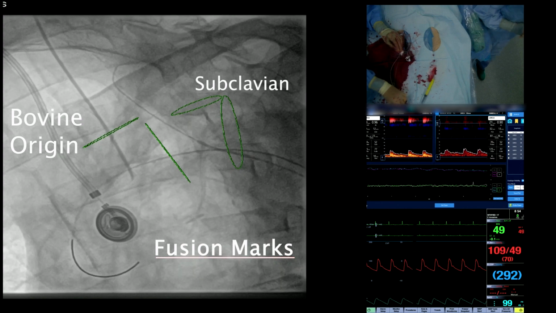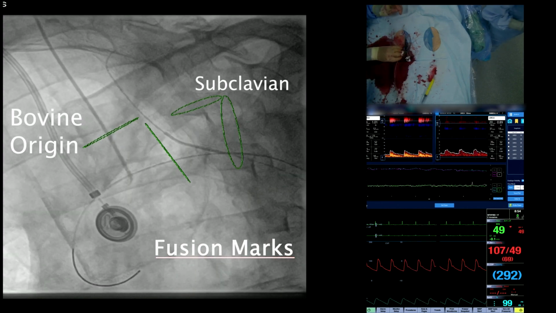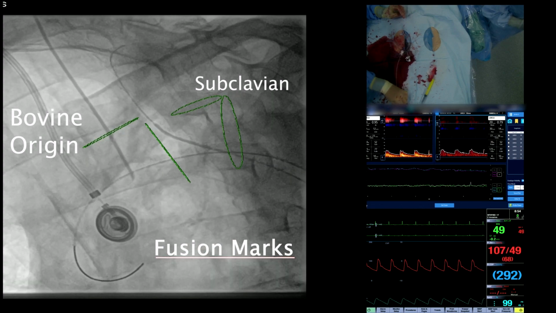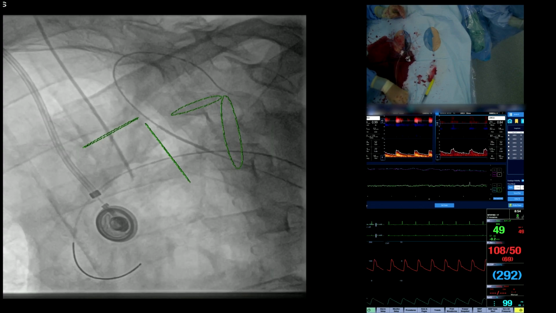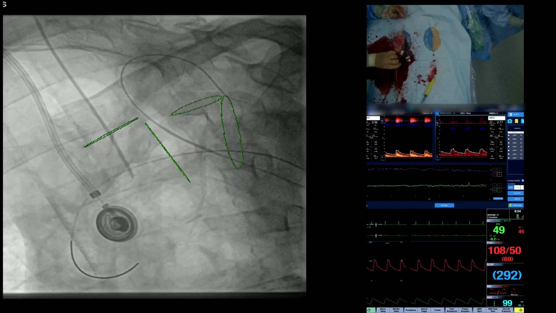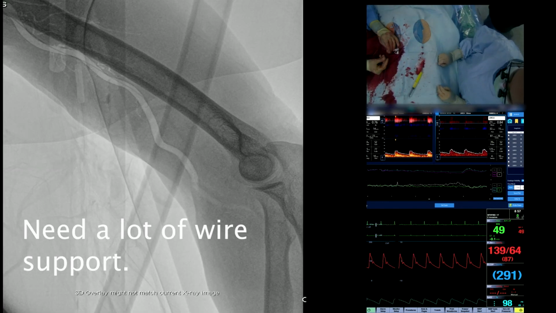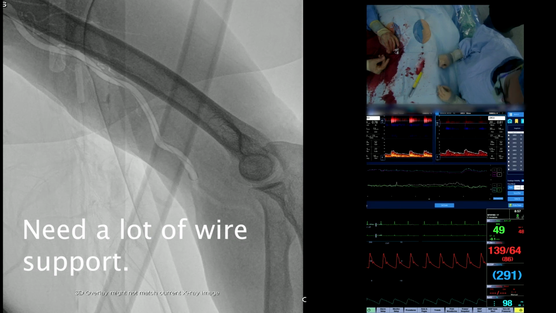Fusion marks were obtained using preoperative CT showing the left subclavian origin and the bovine origin of the left common carotid and brachiocephalic arteries. Femoral access is obtained, and at this point we have a Lundquist wire in the arch and the left subclavian artery is cannulated with another wire and advanced as distal as possible in the arm for more wire support.